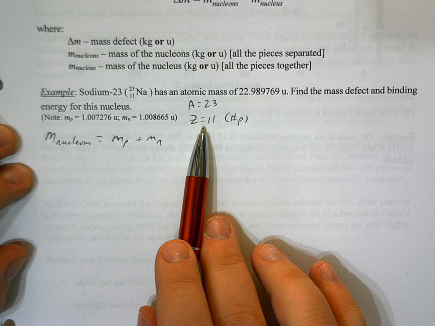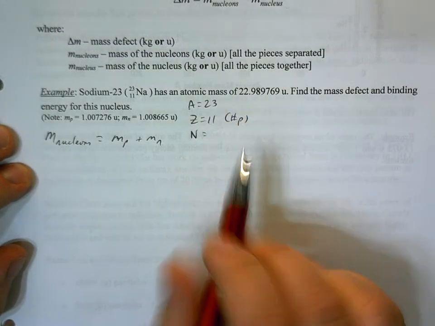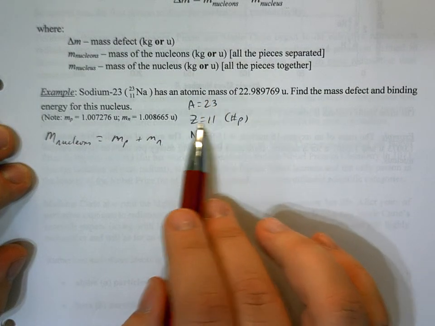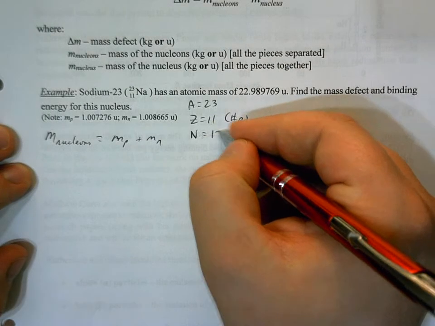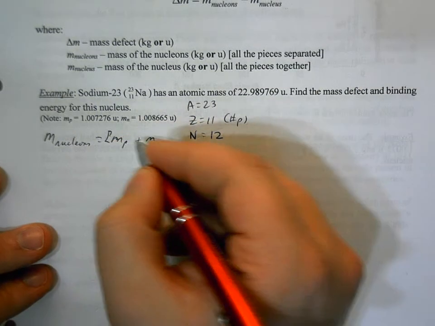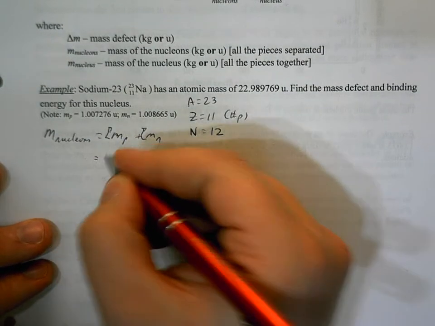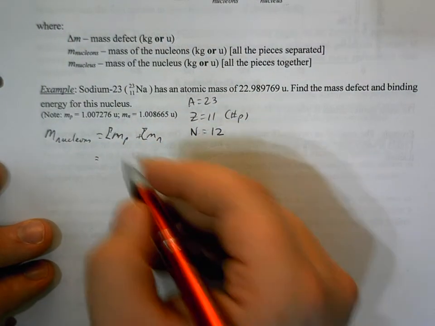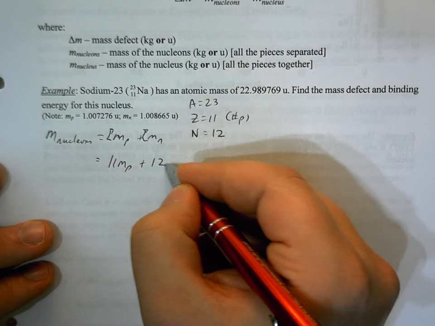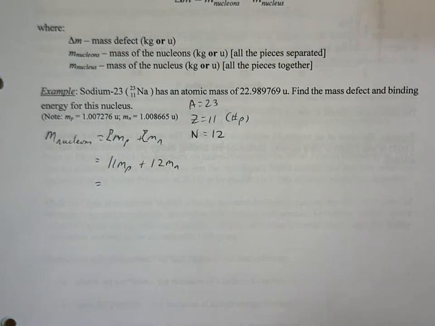So I know I have 11 protons in this nucleus, and that means my number of neutrons, which is going to be my atomic mass number, because the 23 represents the number of protons plus neutrons, and I know I have 11 protons. So this tells me we have 12 neutrons. I'm going to put a little sum symbol because we want the total mass of protons plus the total mass of neutrons. So in this sodium-23 nucleus, it's made up of 11 protons plus 12 neutrons. We want to find the mass of all the parts of that sodium-23 atom.